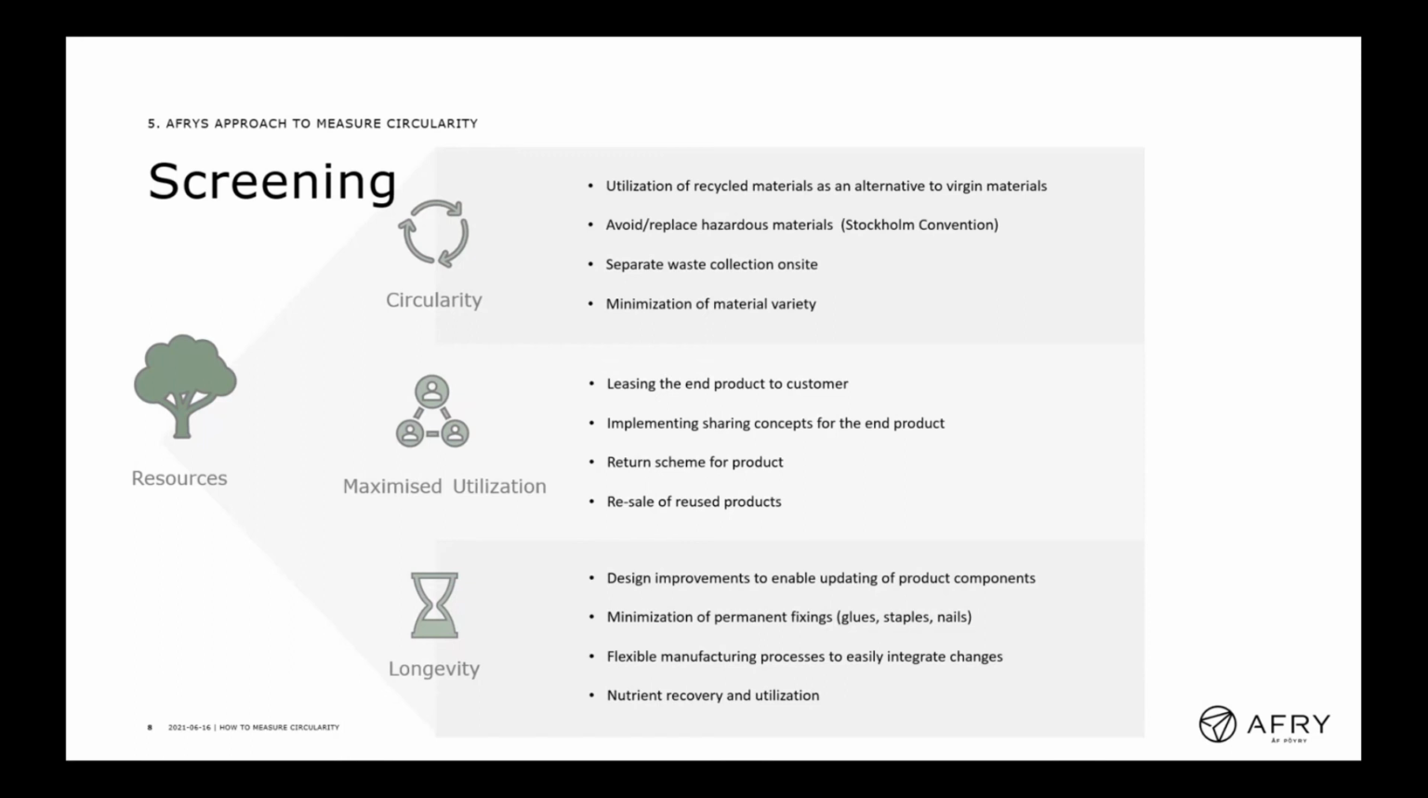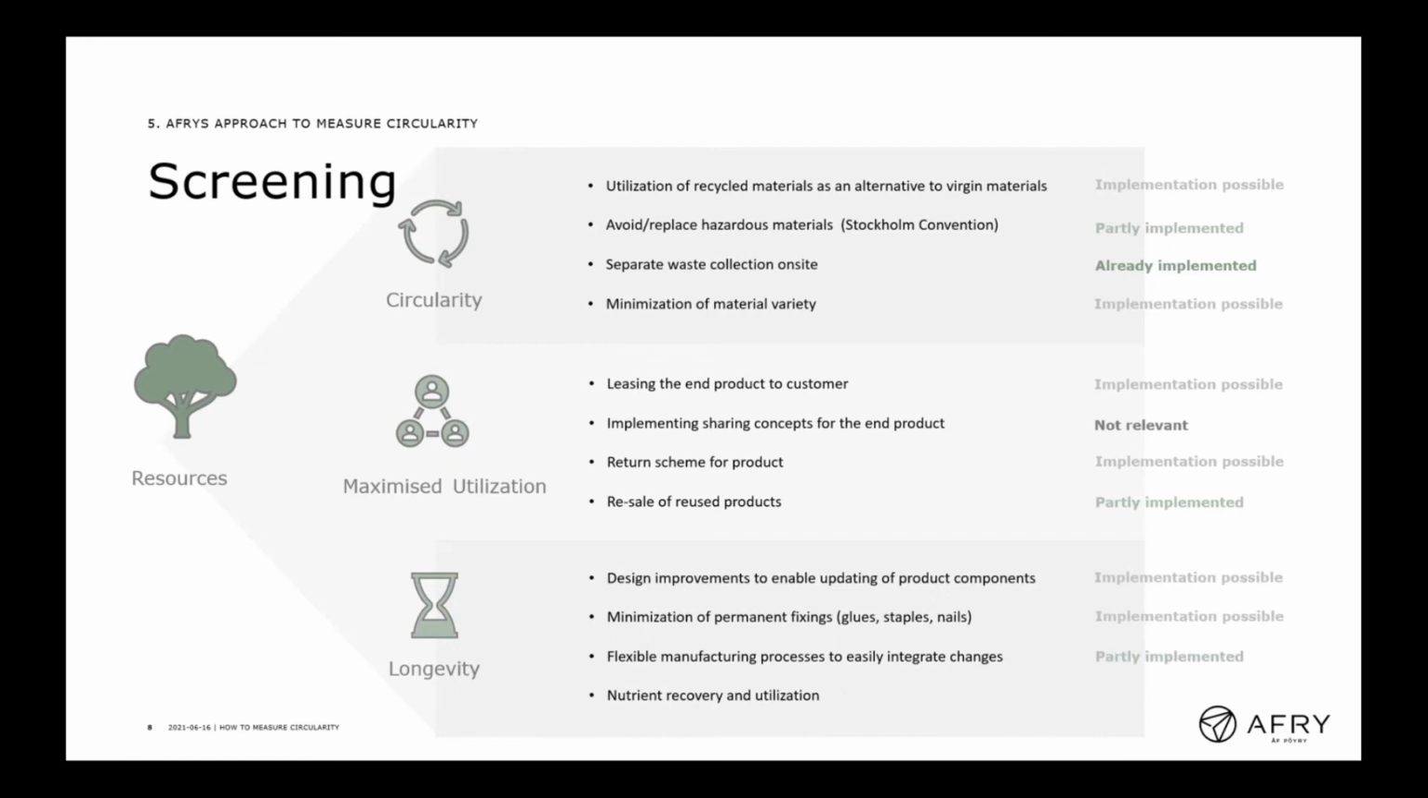And we ask you, has this measure already been implemented? Is the implementation possible? Has it been partly implemented? Has it already been implemented? Or is it not relevant at all? So we go through each of these measures quite quickly to be able to scan the whole business. We start off with about 100 different measures, and with this really quick screening, we cut it down to about 30 or 40 measures where we say this is relevant for your company.